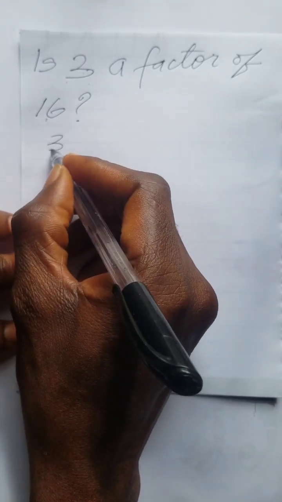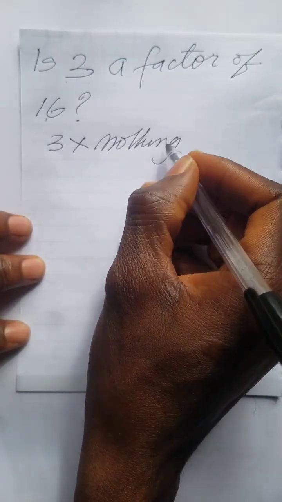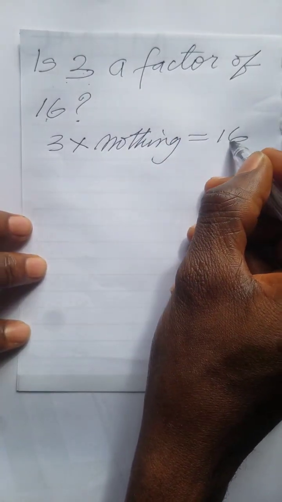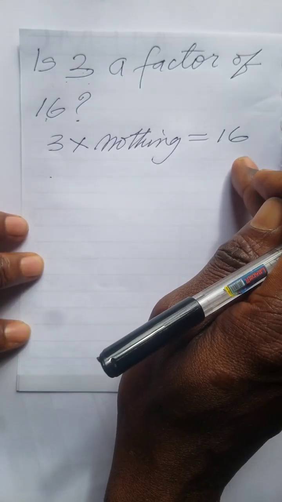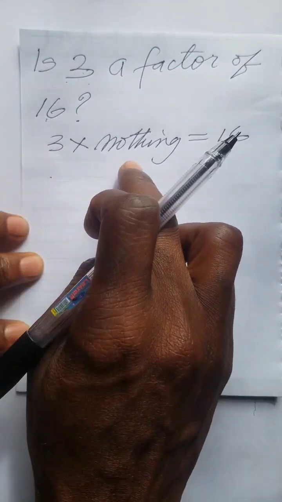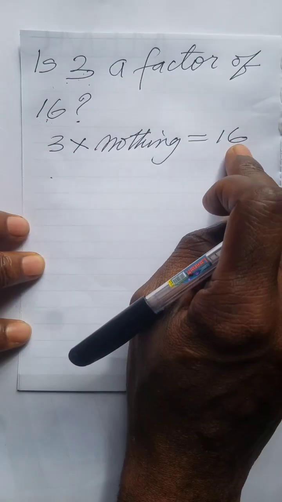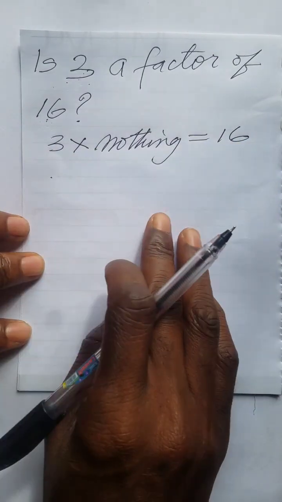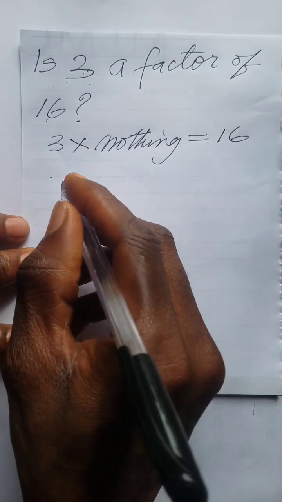If we heard any number, that would have meant that 3 is a factor of 16. Meaning 3 times nothing gave 16. If 3 times anything had given 16, it would have meant that 16 divided by 3 is that number, which means 3 is a factor of 16. Is that understood? Now, try this for me.